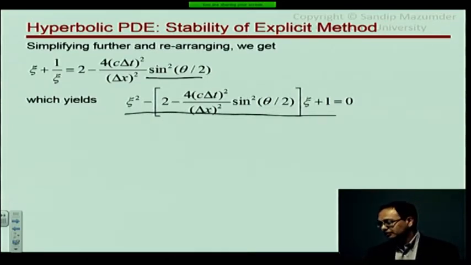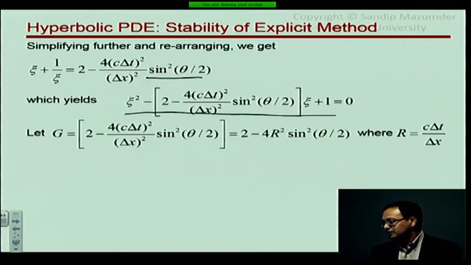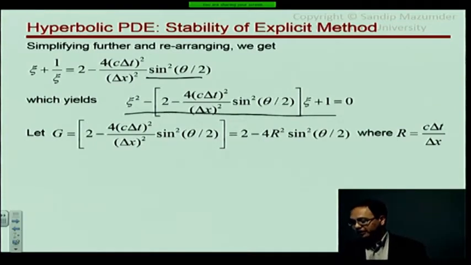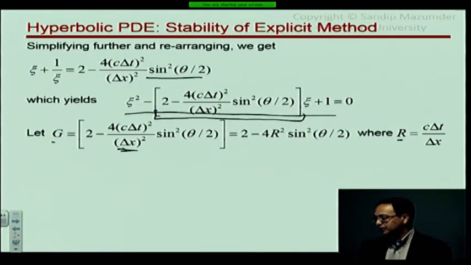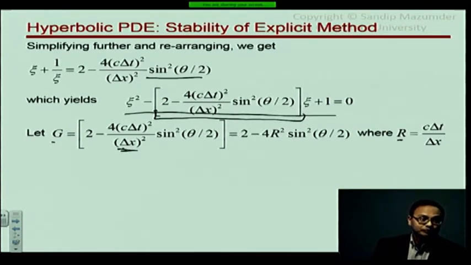All right. So before I solve it, I'm using a shorthand notation where I'm calling g this big term within brackets. This is my g. I'm also using the symbol r, which is this ratio, c delta t over delta x. So therefore, this g is 2 minus 4r squared sine squared theta over 2. So I just introduce two new symbols, r and g, to simplify the math.